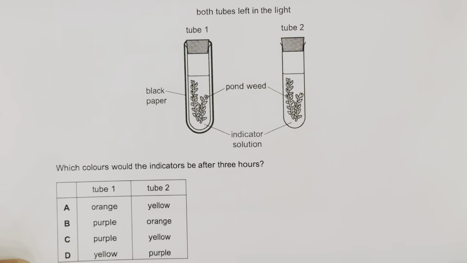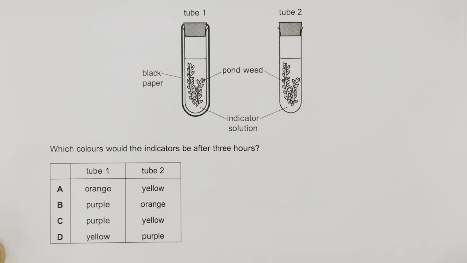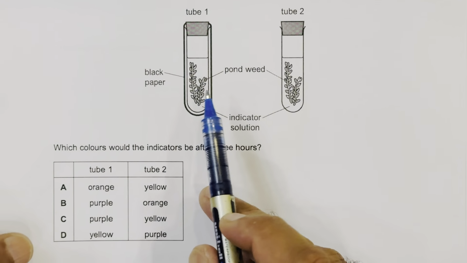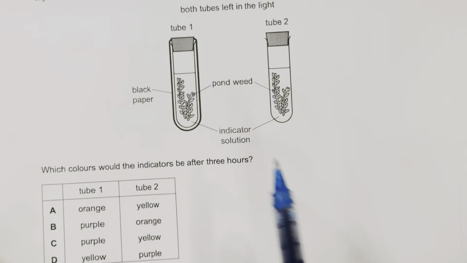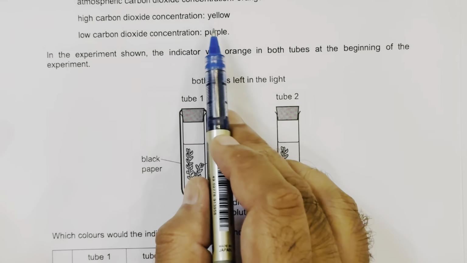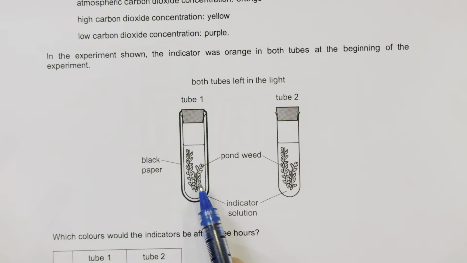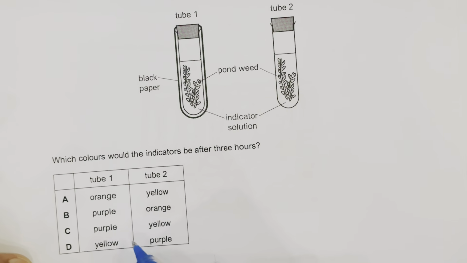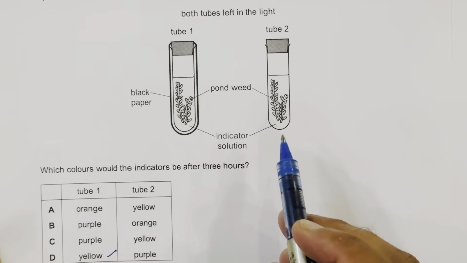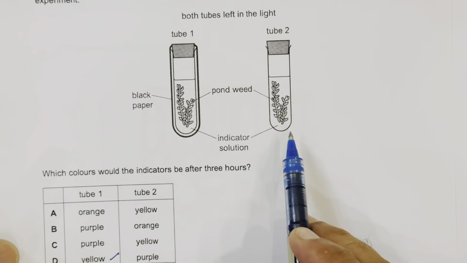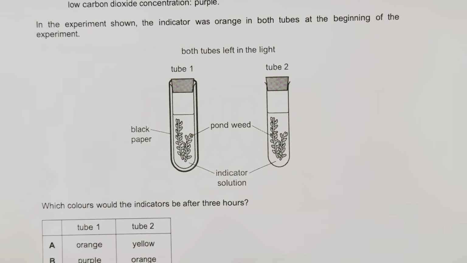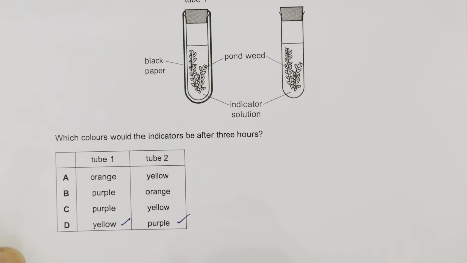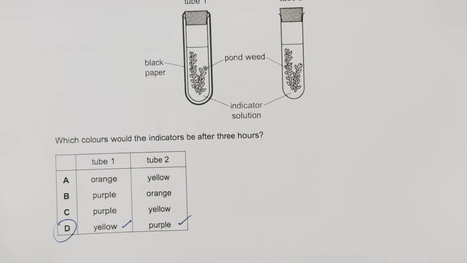Which color would be indicated after 3 hours? So we know that atmospheric carbon dioxide changes to high carbon dioxide concentration here, so tube 1 is right, and the indicator solution for tube 2 would be purple. We know that low carbon dioxide concentration gives purple, so that's why option number D is carrying both these correct options.